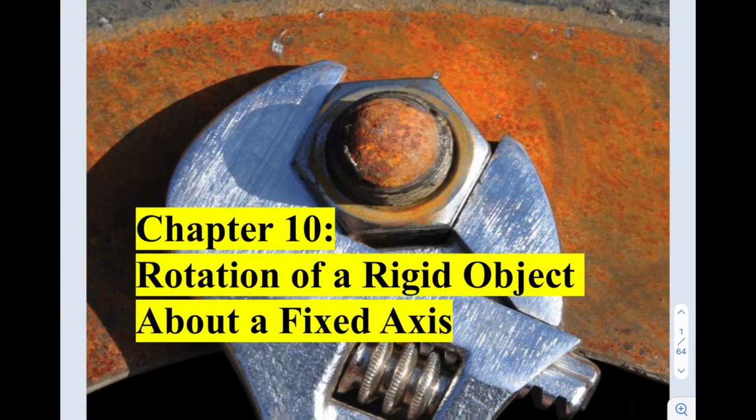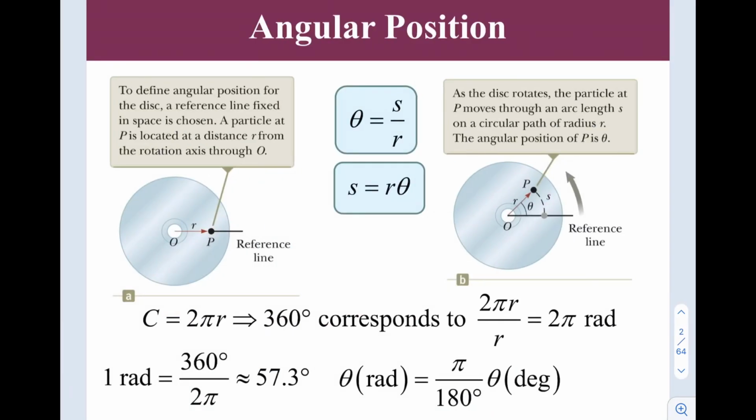Bismillahirrahmanirrahim. Chapter 10. Rotation of a rigid object about a fixed axis. Right, so we need to firstly get to know a few terms when we are talking about rotations.